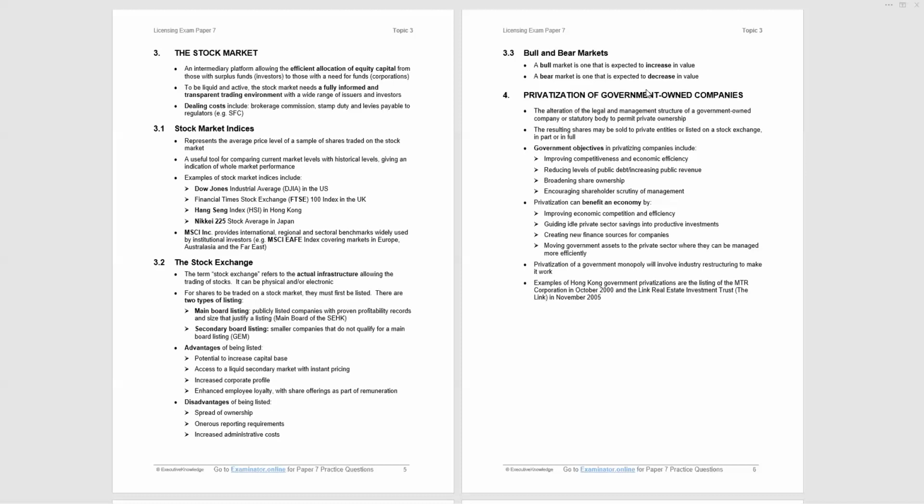A couple of final points on privatisation. Privatising a government monopoly will often involve industry restructuring to make it work, which can be lucrative assignments for professional firms. And two examples of Hong Kong government privatisations: the listing of the MTR, way back in October 2000, and the Link Real Estate Investment Trust in November 2005.